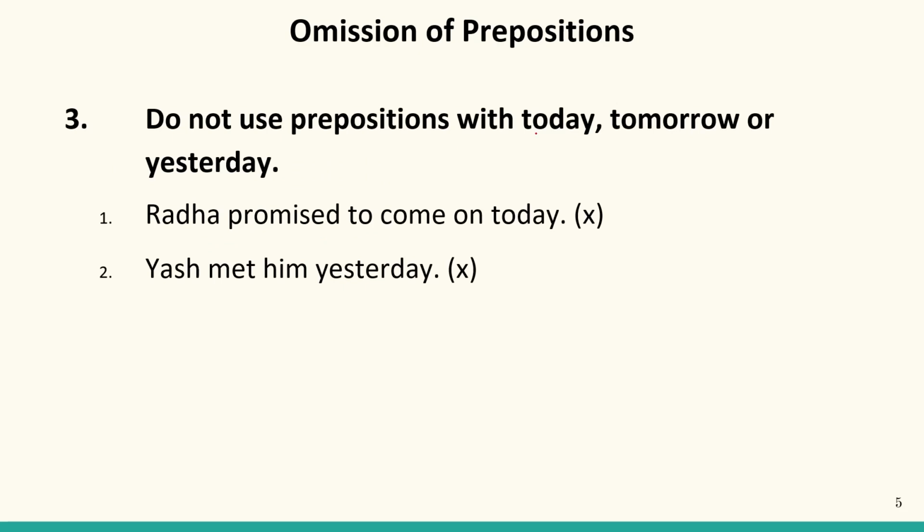Do not use prepositions with today, tomorrow, or yesterday. If we have these three words, we do not use a preposition before any of them. Radha promised to come on today. Now, she has promised to come today, not on today. So, on should be omitted from this place. So the correct sentence will be, Radha promised to come today. Now this sentence will be correct.